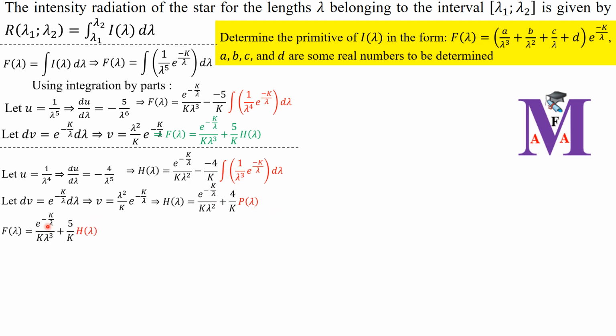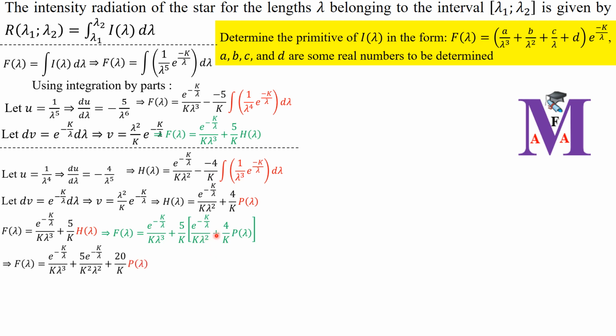So we can further get our f of lambda by replacing the h of lambda with its equivalent, which is this. So it means my f of lambda is all of this, because I have the first term here plus 5 over k times h of lambda. This is h of lambda. I multiply all through, I get all of this. Remember, my p of lambda is the integral in red. I'm still going to use integration by parts to get it. So we get, here is supposed to be divided by k squared p of lambda, not divided by k. We multiply 5 over k with the first term here, we get 5 over k squared.